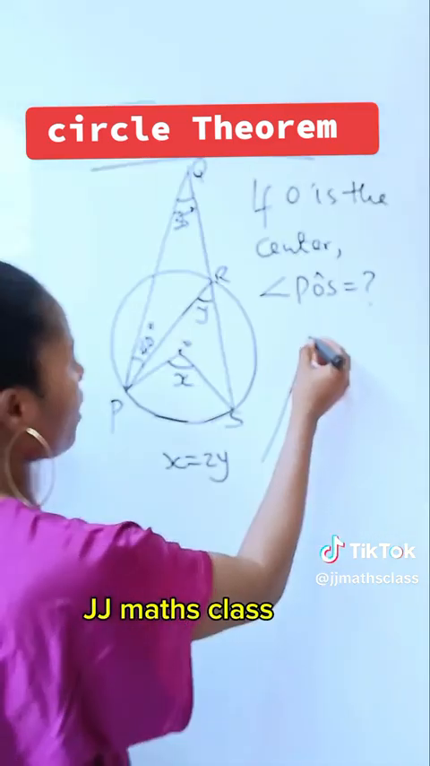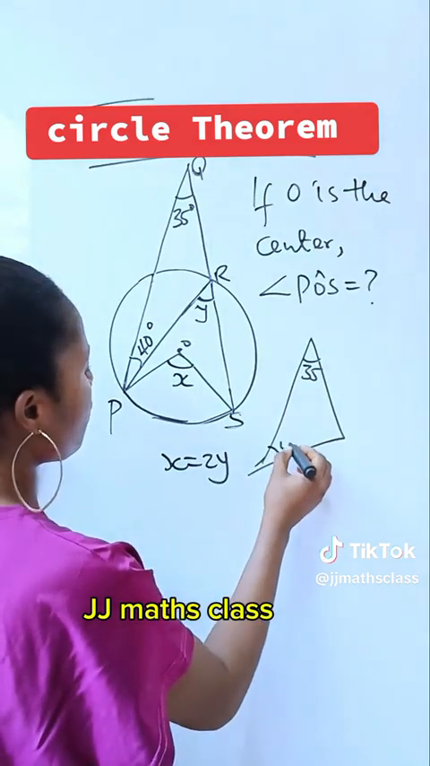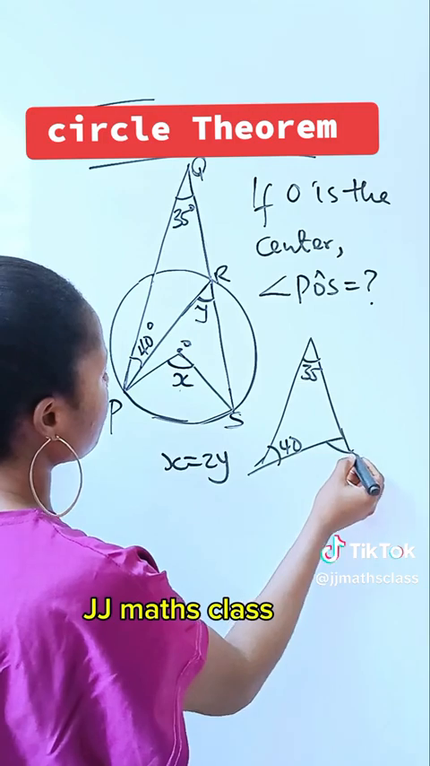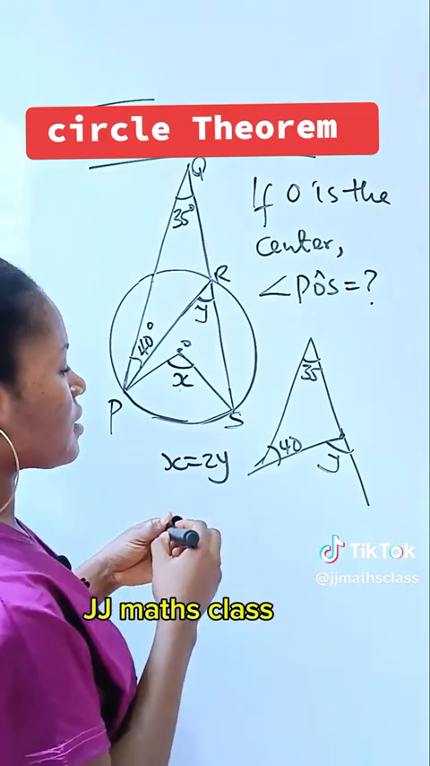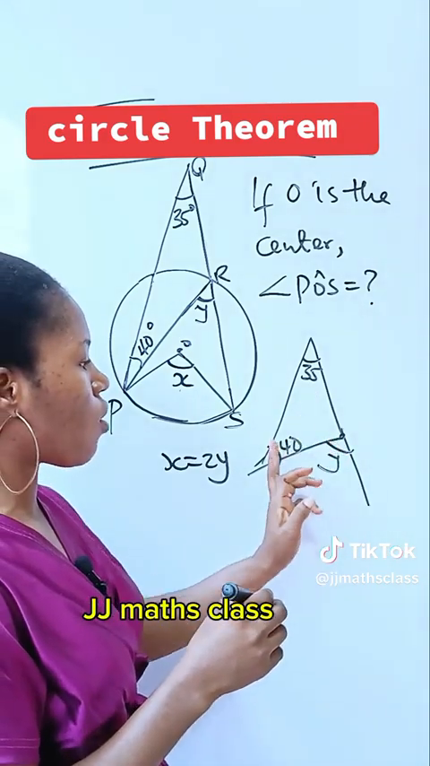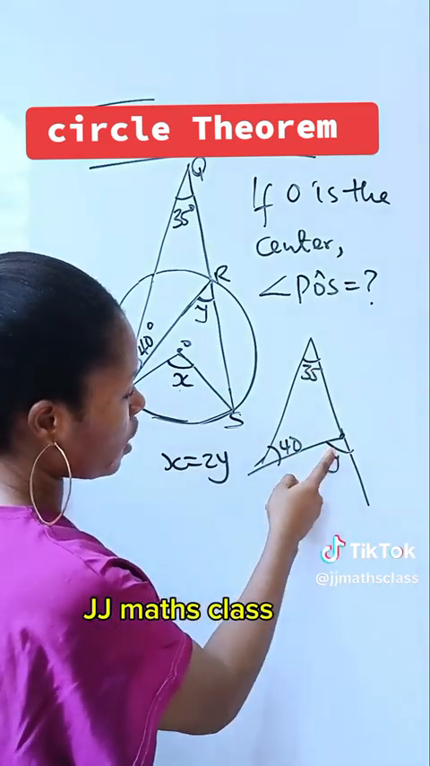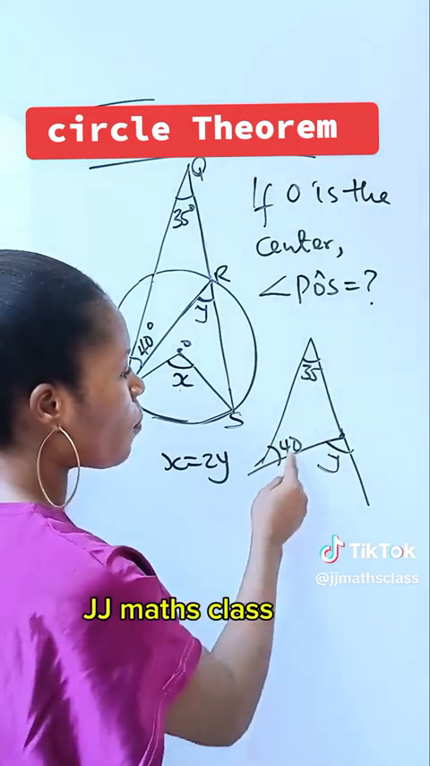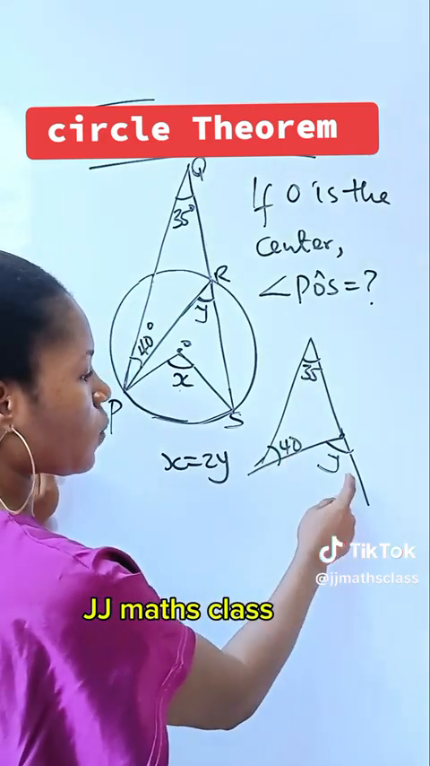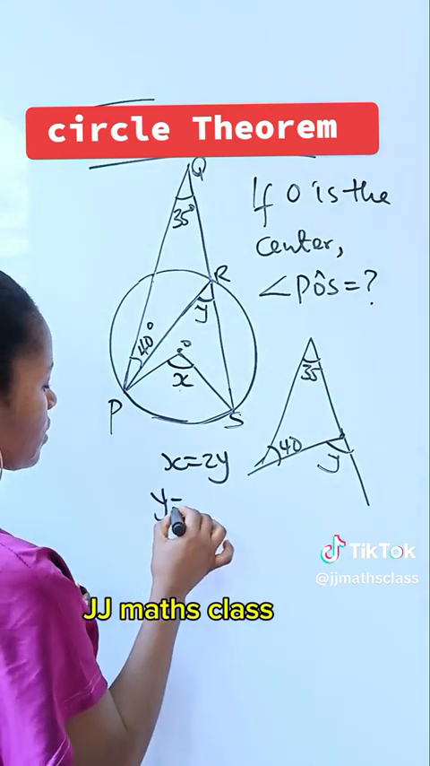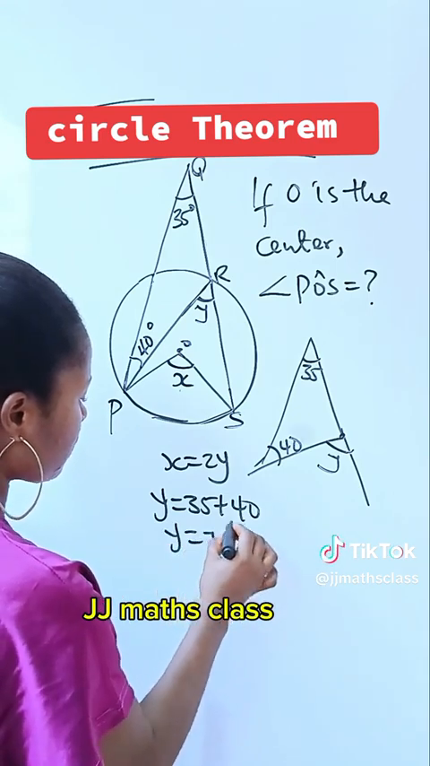Now how do we get the value of our Y? If you draw this triangle out, this is our 35, this is our 40, and this is our Y. How do we get this Y? Recall that this Y is the exterior angle of this triangle, and this theorem states that the exterior angle of a triangle is equal to the sum of the two opposite interior angles. So that means 35 plus 40 will give us Y. So our Y is equal to 35 plus 40. That means our Y is equal to 75 degrees.